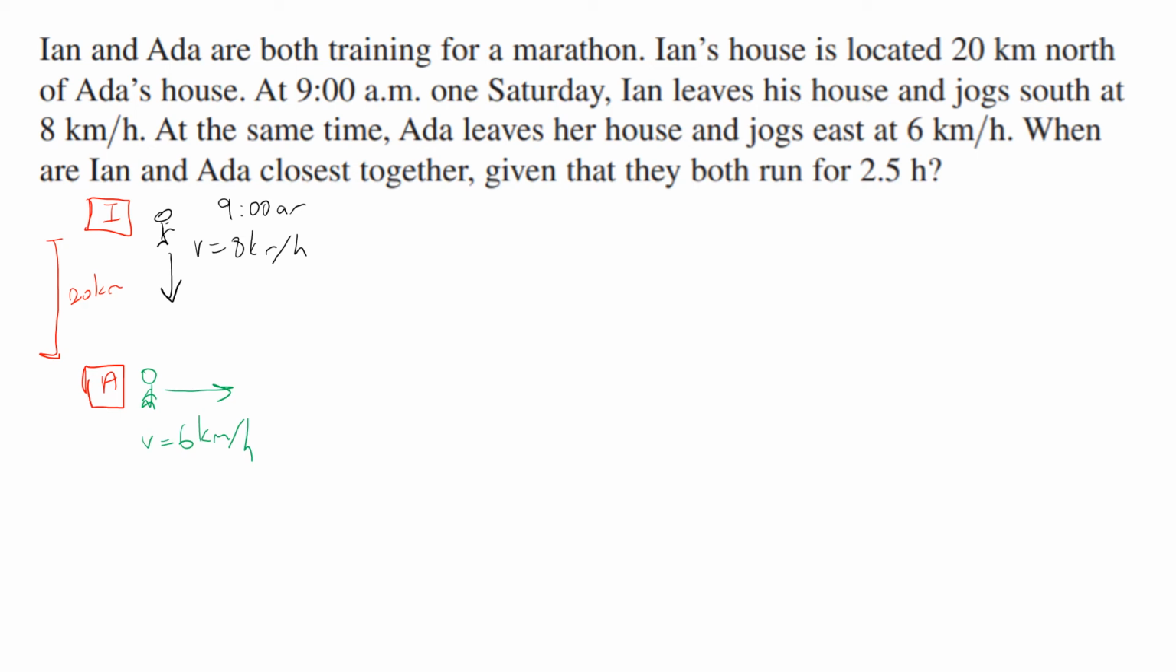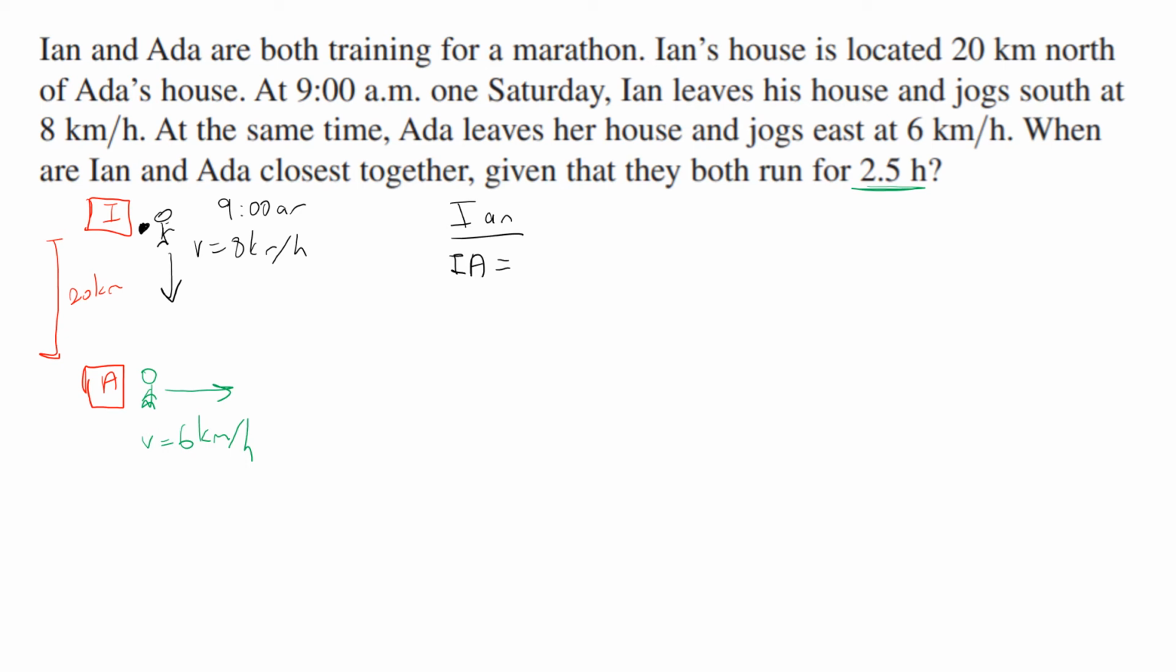When are Ian and Ada closest together, given that they both run for 2.5 hours? So I know they go for 2.5 hours, so we'll solve it from there. I'll start by giving a function for each of these people. I'll start with Ian, which is the easiest, to be honest. So I know Ian starts at this point right over here, which I'm going to call I, right? And he goes up until probably A, so I'll just call it I to A.